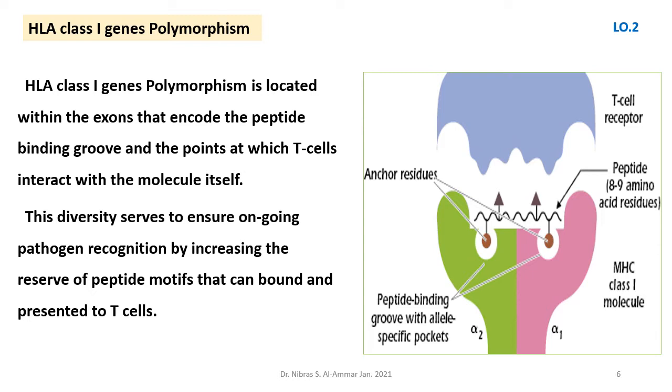Human leukocyte antigen class 1 genes have characteristic features of polymorphism. The polymorphism of human leukocyte antigen class 1 genes is located within the exons that encode the peptide binding groove and the points at which T cell interacts with the molecule itself. Here in the diagram, it's very clear the binding site with T cell receptors. This diversity serves to ensure ongoing pathogen recognition by increasing the reserve of peptide motifs that can be bound and presented to T cells.